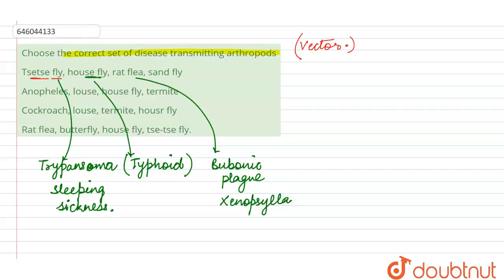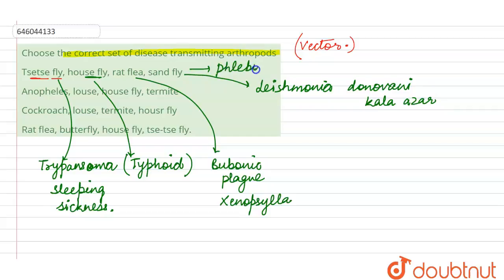So Xenopsylla is a rat flea, while the sand fly is the vector for the Leishmania donovani, which is the causative organism for dum-dum fever, or it is also called Kala Azar. This sandfly is called Phlebotomus, and many other species of it may be associated with acting as a vector for this particular disease. So Phlebotomus argentipes and other species are associated.